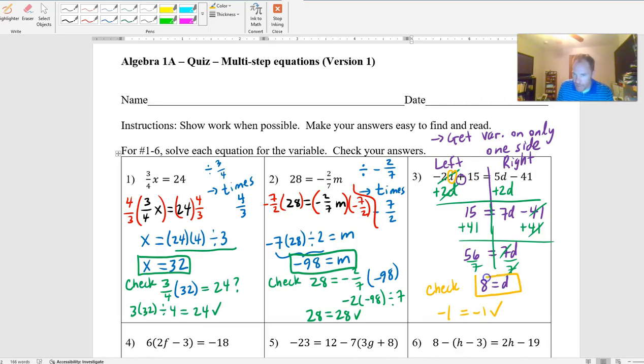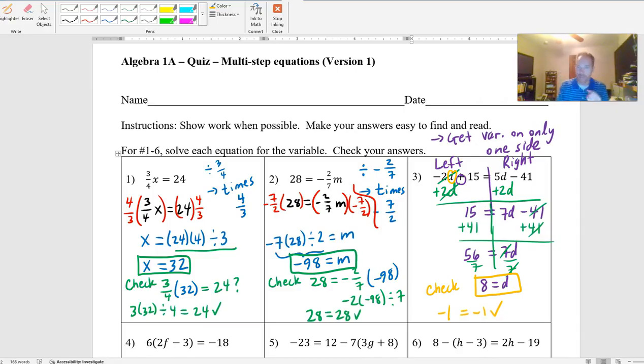So my answer is not negative 1, but my answer is 8. The value of d is 8. So again, the idea that you can add or subtract the variable. I'm not trying to separate negative 2 from d. I would divide by negative 2 if I was doing that. I'm not trying to separate the 5 from d. I would divide by 5. I'm trying to say, the variable's on both sides, and I don't want it on both sides.